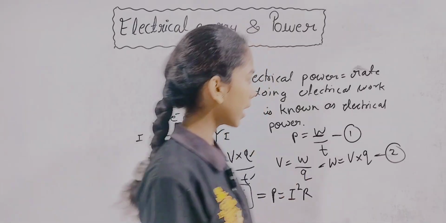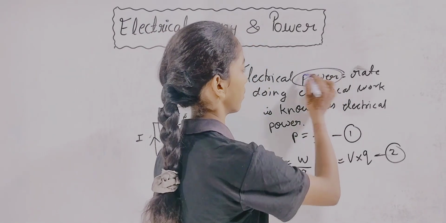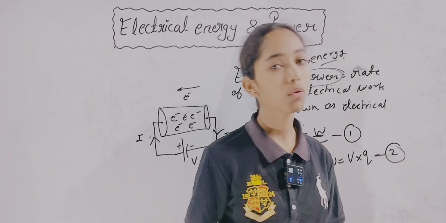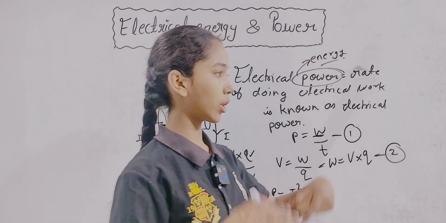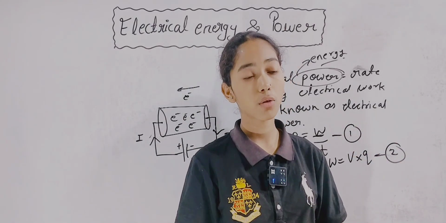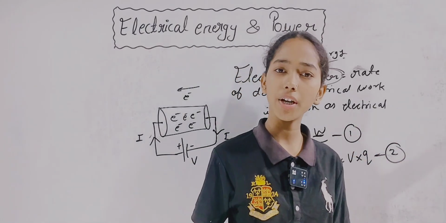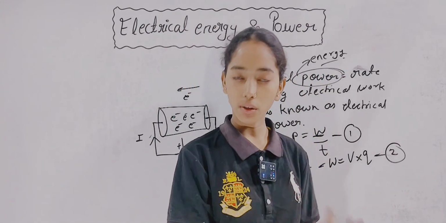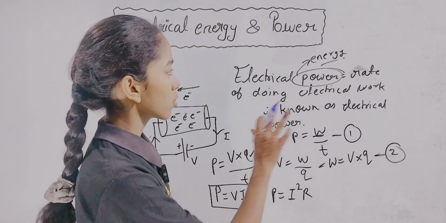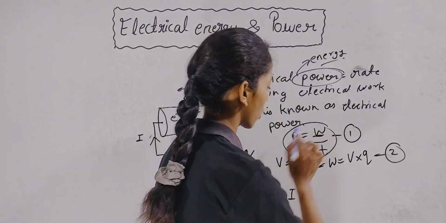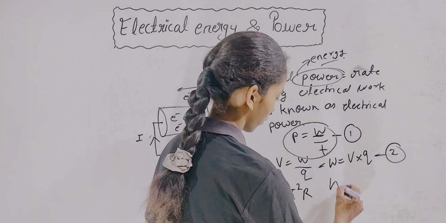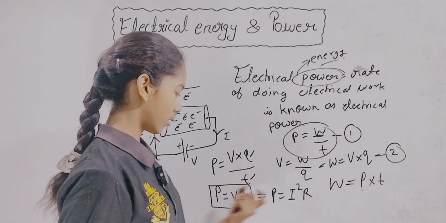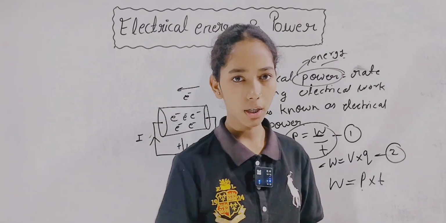When it comes to electrical energy, what is electrical energy? We know that the capacity of doing work is known as energy. So if we have more energy, we can do more work, and if we have no energy, we can't do any work. So we can say that energy and work are the same, both have the same unit, that is joule. So what will be the energy? From equation number first, the work, or we can say the energy, will be power into time. And if we put the different formulas of power we have, we get different formulas.